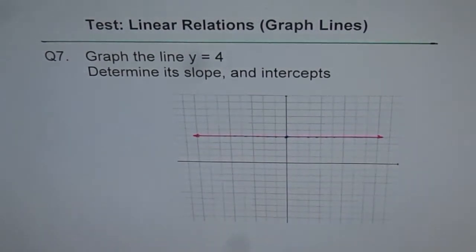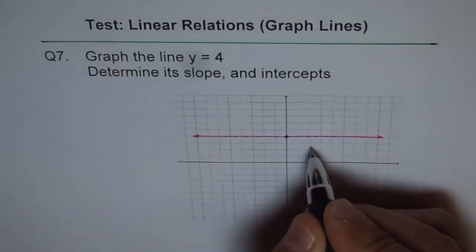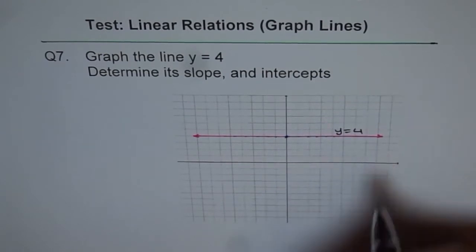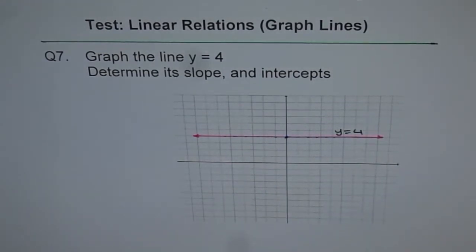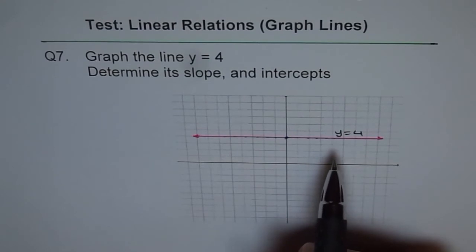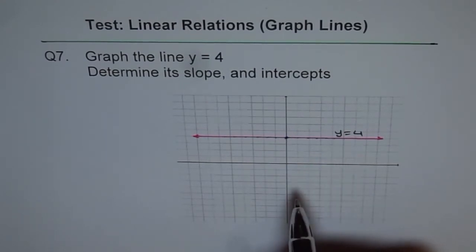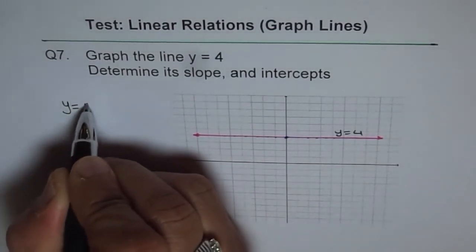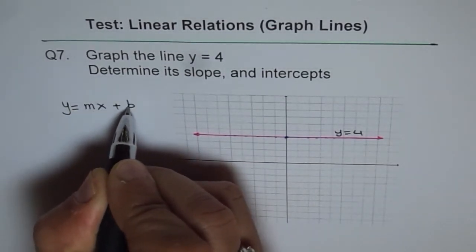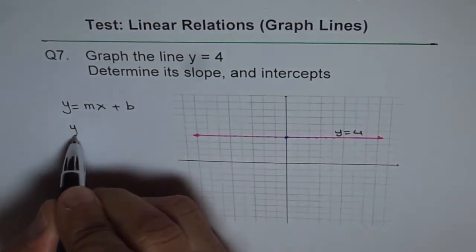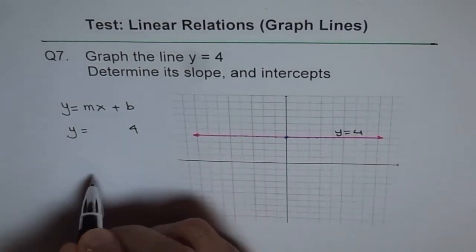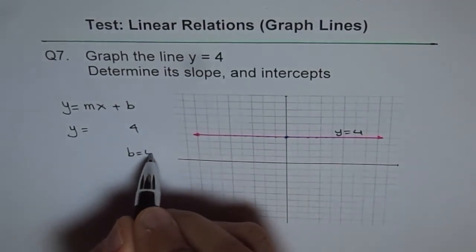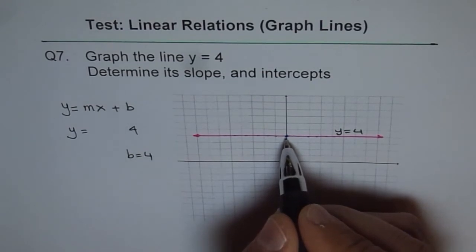Does it? Let's have a look. We say at every point, for any value of x, we get y equals 4. So yes, it does. Now the thing is, what is the slope and intercept of this line? If you think about it, the equation of a line is written as y equals mx plus b. Now our equation is y equals 4. If you compare, b is 4, right? b equals 4. As you can see, that is the y-intercept.